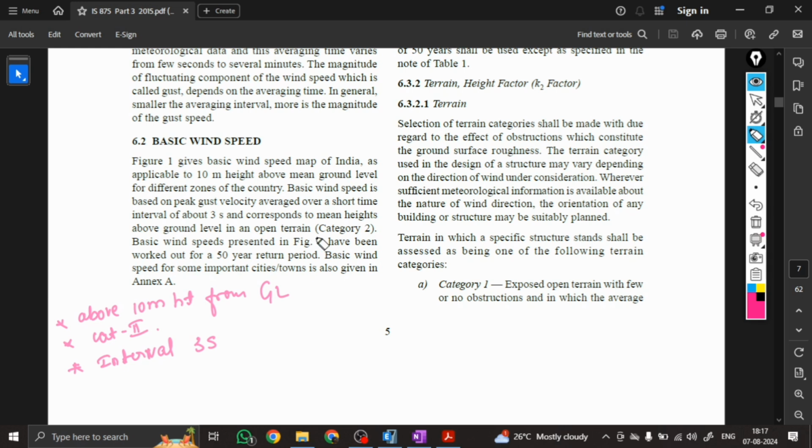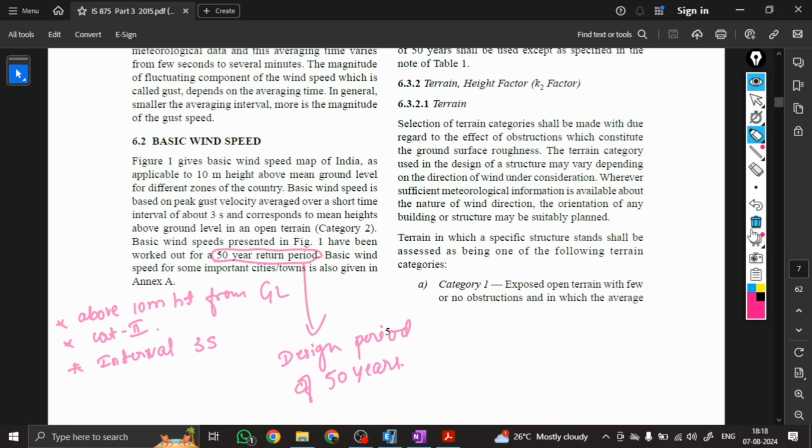Now basic wind speed presented in figure 1 has been worked out for a 50-year return period. What does it mean? 50-year return period means design period of 50 years. Our figure 1 is showing this. Basic wind speed for some important cities and towns is also given in Annex A.